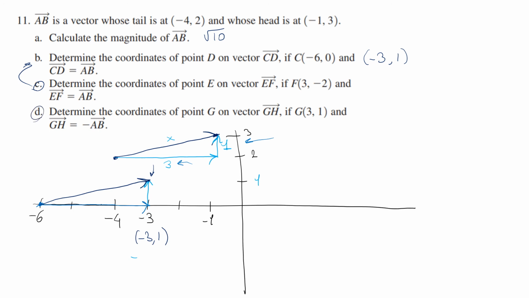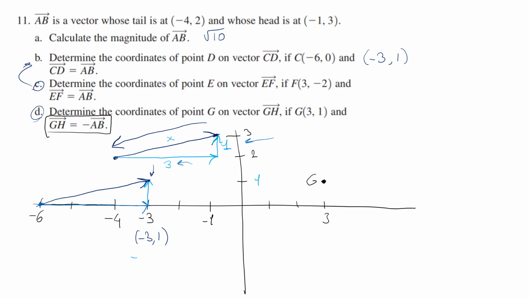The last one I'm going to do is D, which is to determine the coordinates of point G on vector GH if the coordinates given to me are 3, 1. So it's right over here, my G point. And I know my GH is the opposite of AB. So opposite means that my vector is probably going to go like this.